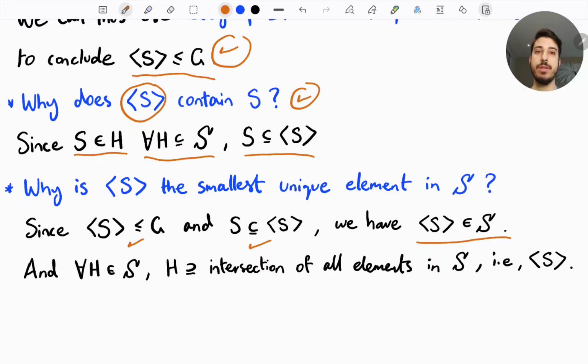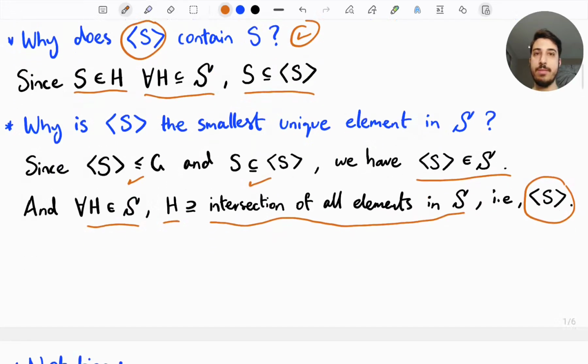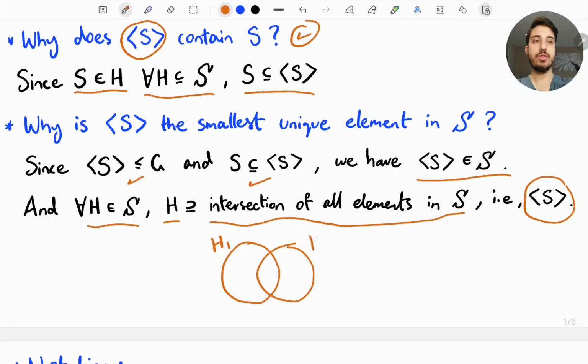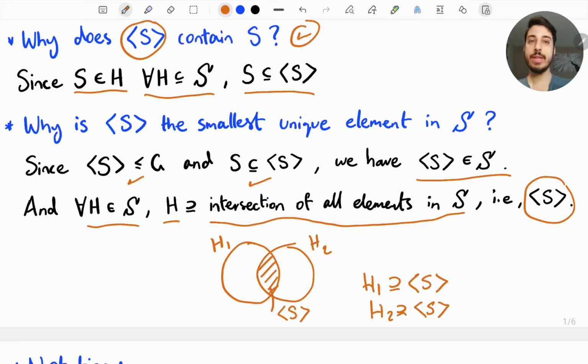Now, why is it the smallest unique element? Well, it is the smallest precisely because, again, it is the intersection of all of the H in squiggly S. So for all H in squiggly S, H would of course contain the intersection of all the elements in squiggly S, which is precisely the subgroup generated by S. To make this more clear, if I draw H1 and H2, this would be the subgroup generated by S, which is the intersection of H1 and H2. But then H1 will contain the intersection, and H2 will also contain the intersection. So any H in squiggly S will contain the intersection, therefore making it the smallest element in squiggly S.